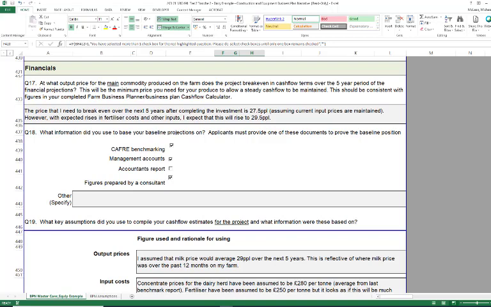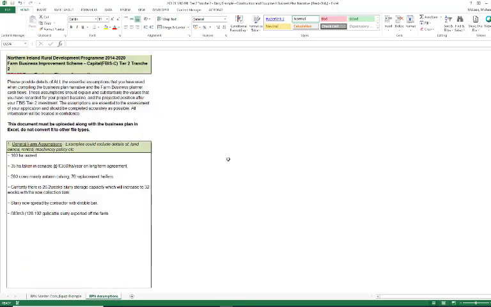These assumptions should substantiate the values that you've recorded for your project baseline and the projected position after your FBS project. The assumptions are essential to the assessment of your application and should be as accurate as possible. I'm just going to flick on to the assumptions tab.